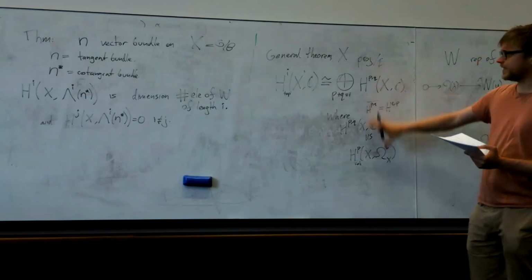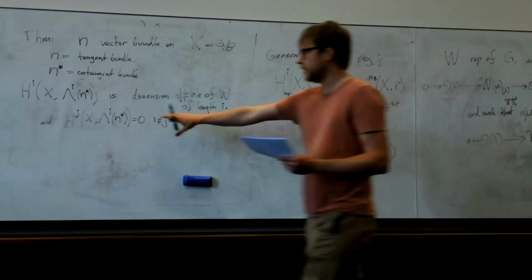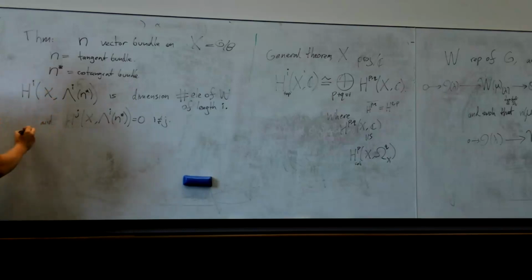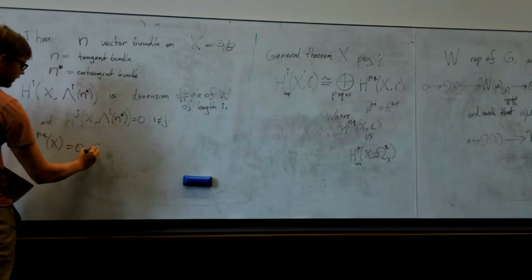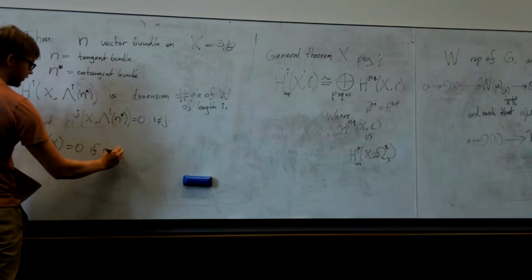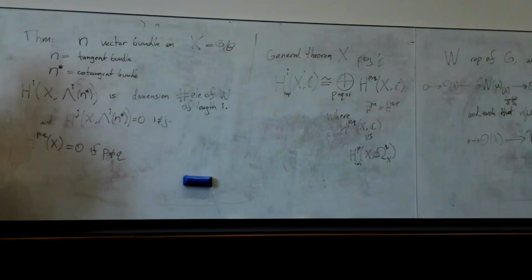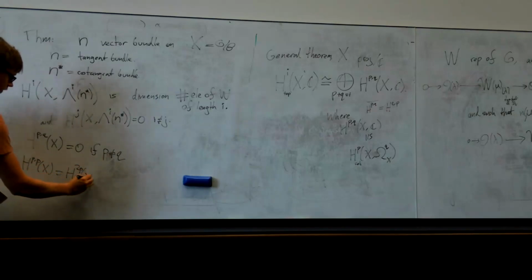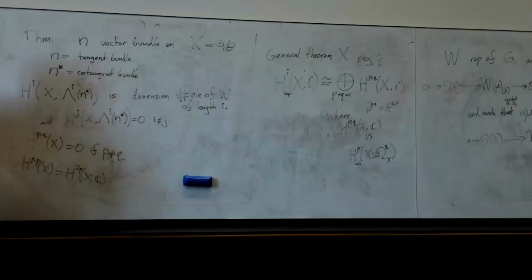And what this says in our context, this statement here, we can now read as H^{p,q}(X) equals zero if p is not equal to q, and H^{p,p}(X) is H^{2p}(X, C), where X is our flag manifold.